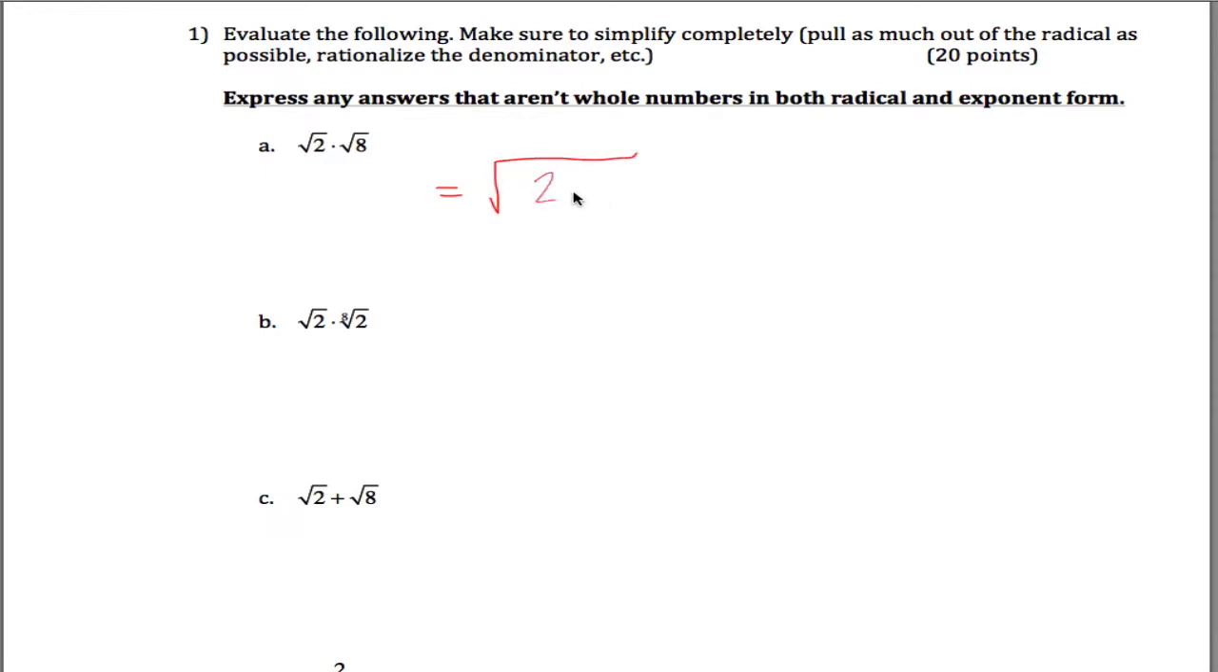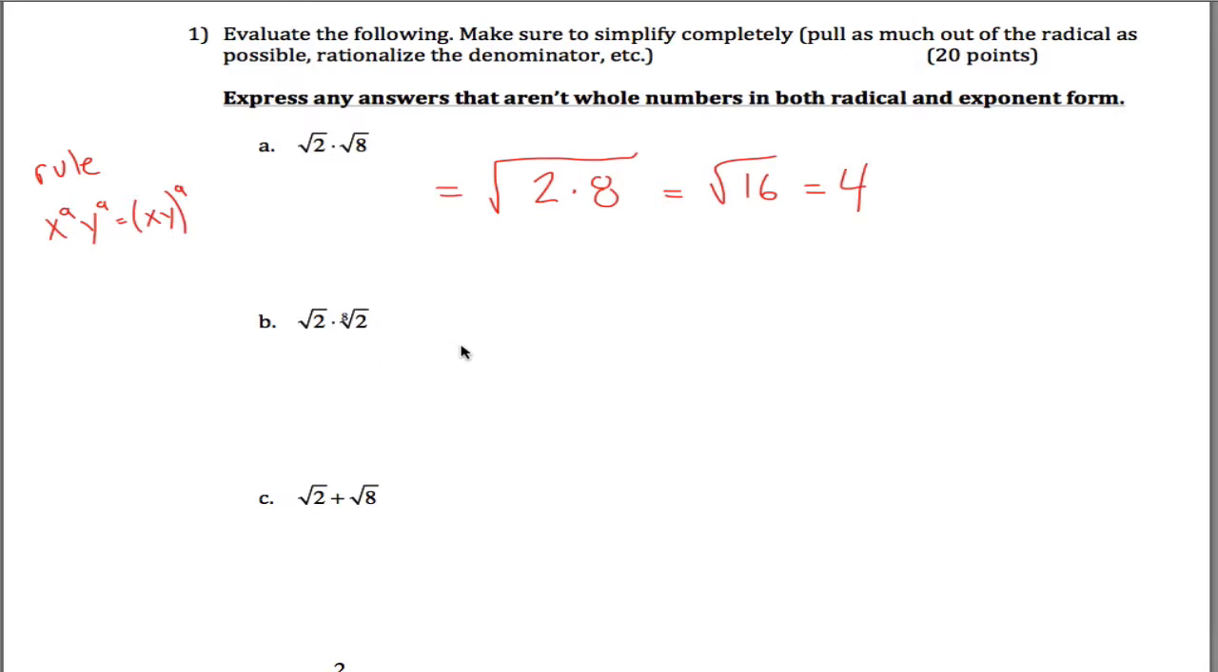What this is equal to is the square root of 2 times 8, which is the square root of 16, which is just 4. The rule you're using here is that if you're multiplying together two things with the same exponent, you can multiply together those two bases and then raise it up to that exponent. So that's what we're doing here, with the exponent being 1/2.